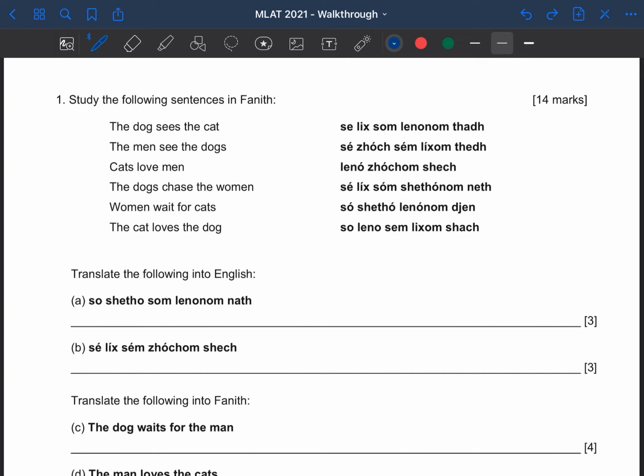In the first three sentences, we can see that it's just a permutation of subject and object. We have the dog, the cat, as well as the man. And by comparing the left-hand side and right-hand side, we can see that Selix and Semlixon both have Lix, and there's also Som Lenono and Leno, which both have Leno. There's also Sejok and Jokom, which both have Jok. And by highlighting, we can see that they correspond to the dog, the cat, and the man respectively.